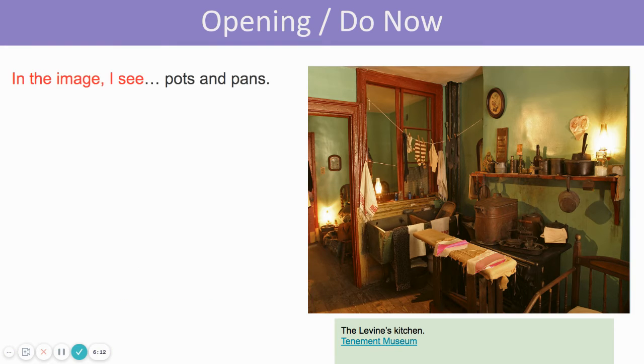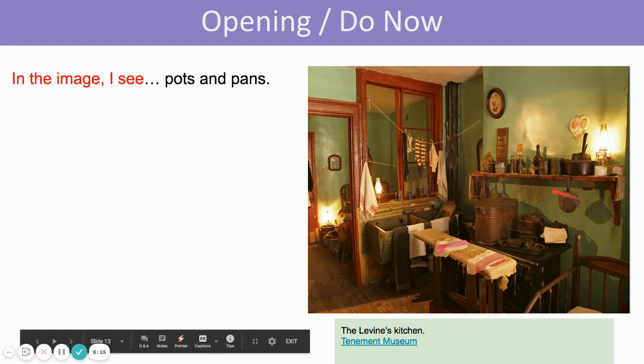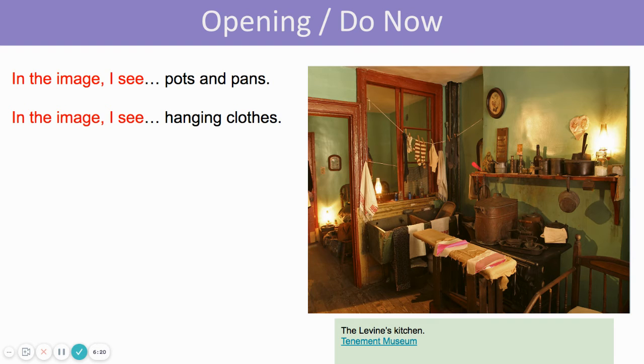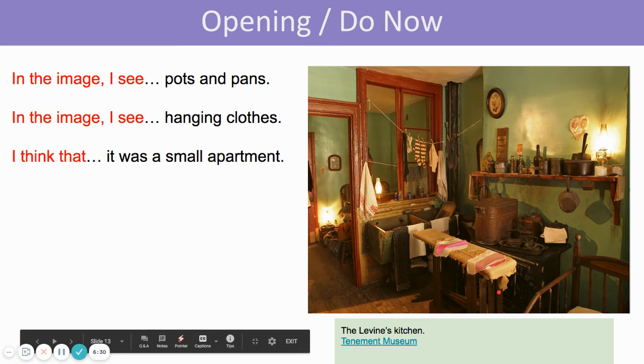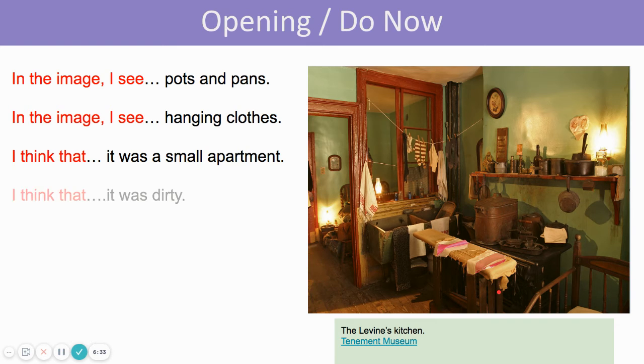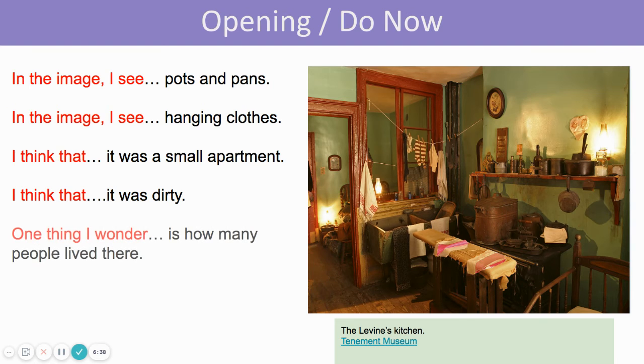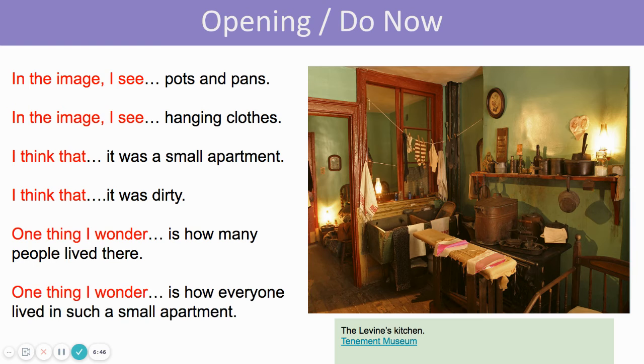Good. You might say, in the image, I see pots and pans. You might say, in the image, I see hanging clothes. You might say, I think that it was a small apartment. You could see how small it looks. I think that it was dirty. One thing I wonder is how many people live there. One thing I wonder is how everyone lived in such a small apartment.